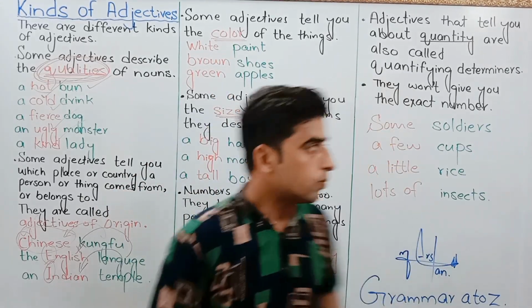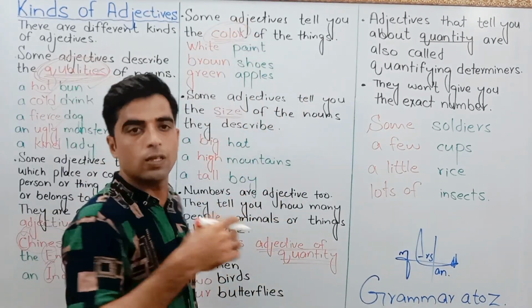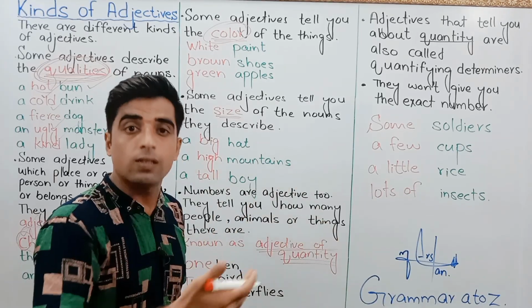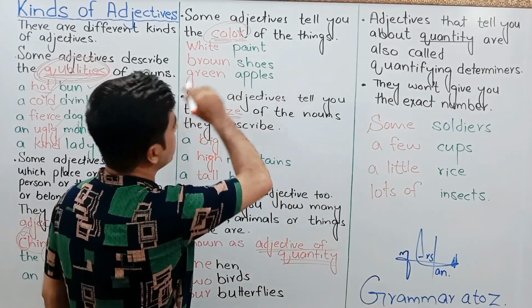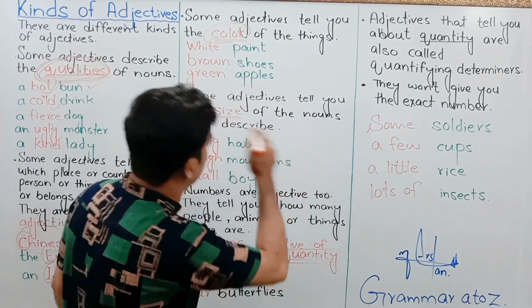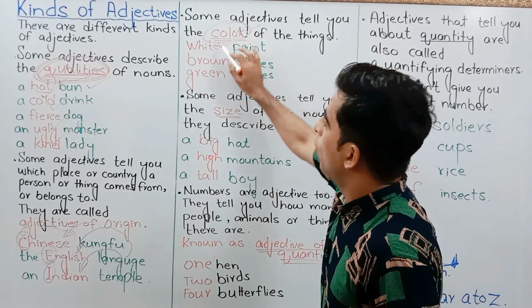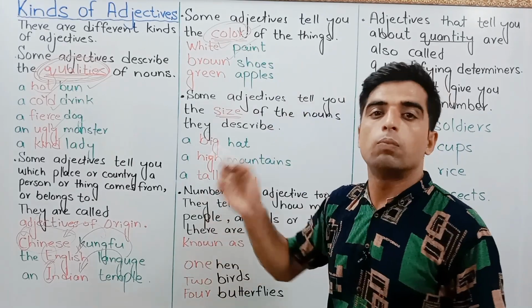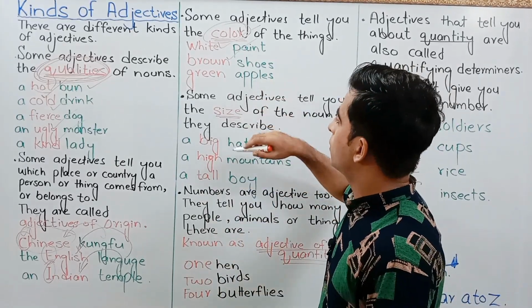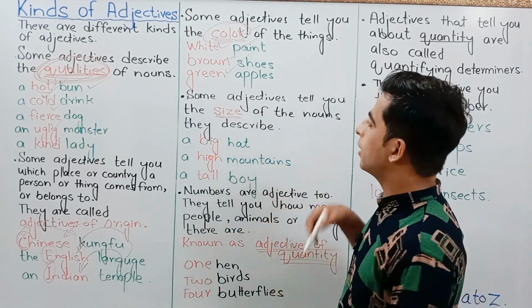Next, some adjectives tell you the color of things. There are things and they have particular specific colors. Example, white paint, brown shoes, green apples. So what is the color of the paint? White. White is an adjective. What is the color of shoes? Brown. Brown is an adjective. What is the color of the apples? Green. It is an adjective.